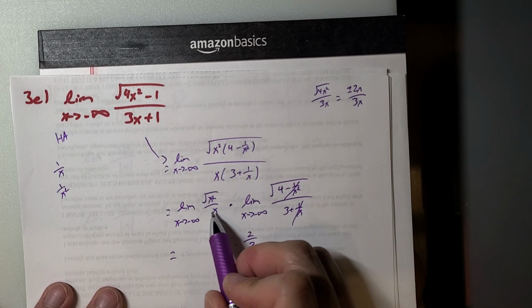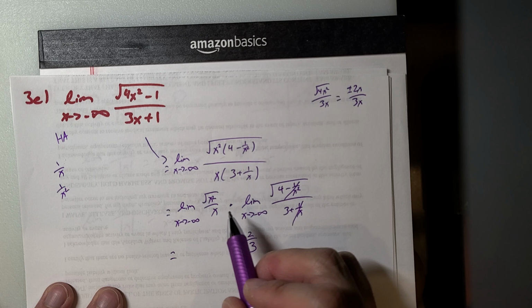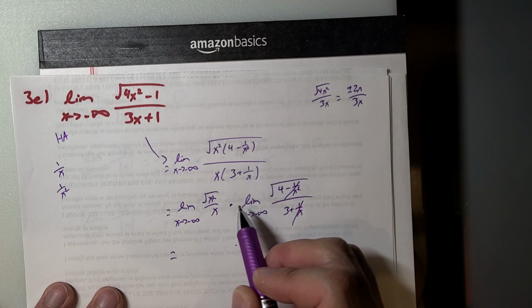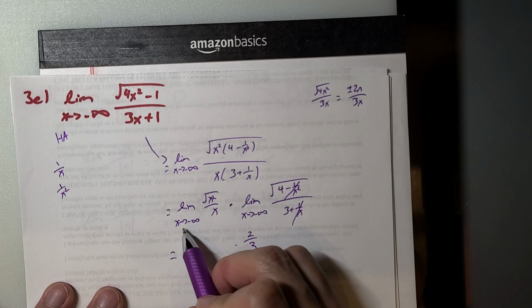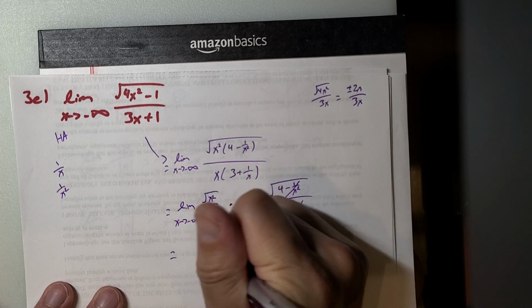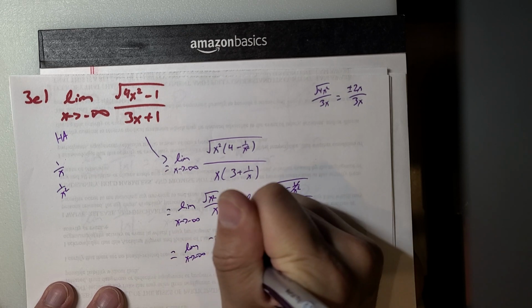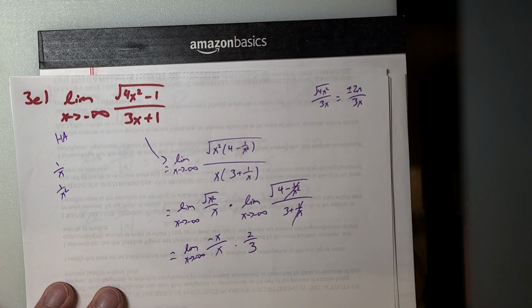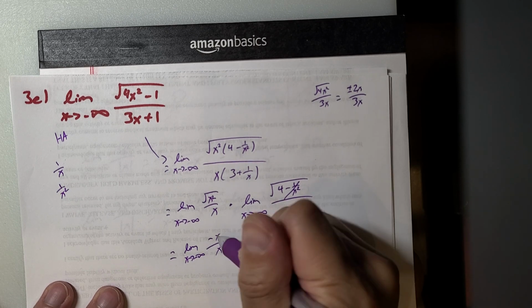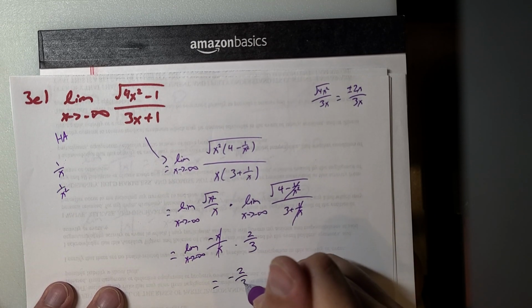Here, we have to be careful. We can simplify this because the square root of x squared is plus or minus x. Is it plus x or minus x? Well, as x goes to minus infinity, it will be minus x. So we can rewrite this as the limit as x goes to minus infinity of minus x over x times 2/3. So this is just 1. Those would cancel. So we are left with minus 2/3 as an answer.